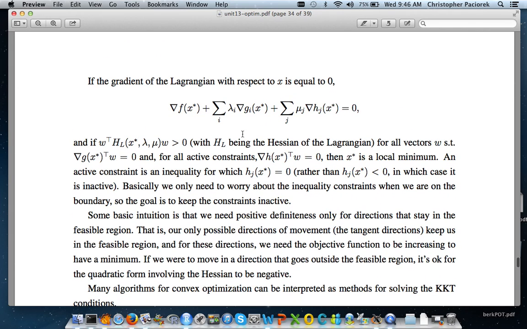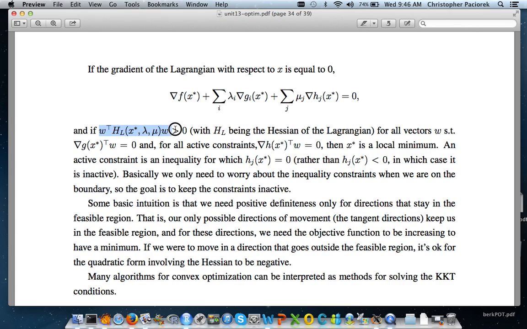So we can say that we have a minimum if the gradient of the Lagrangian with respect to x is equal to 0, and if this condition is satisfied for any vectors w such that I'm moving in the tangent direction for the original equality constraints and for any active inequality constraints, which are the constraints where I'm right on the constraint line. These basically amount to equality constraints if I'm sitting right on that boundary. So the basic idea is that these directions w are the directions I'm allowed to move and still have the constraints satisfied. Those are the only directions I can move. And I have a minimum if, in any of those directions, when I move away from x star, I'm moving uphill. So it's just a reworking of the problem.